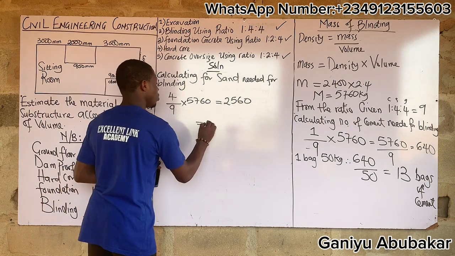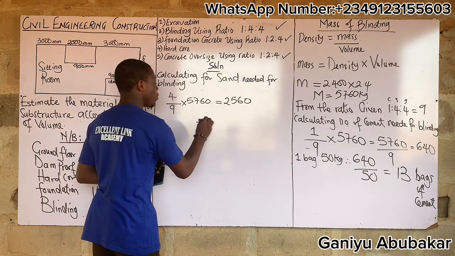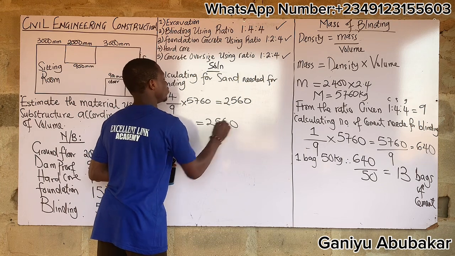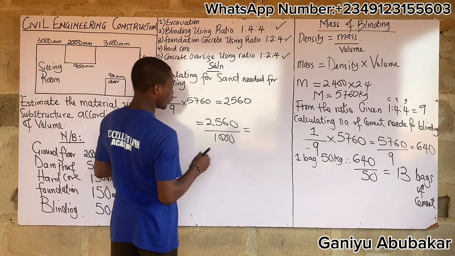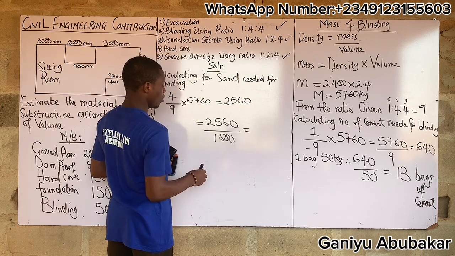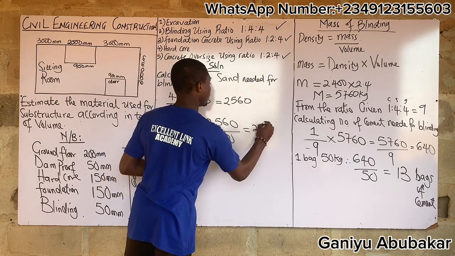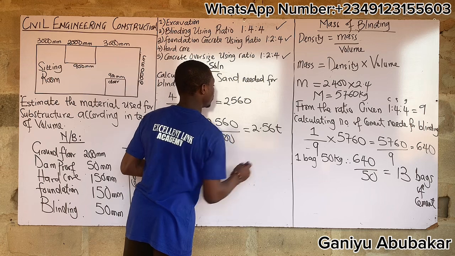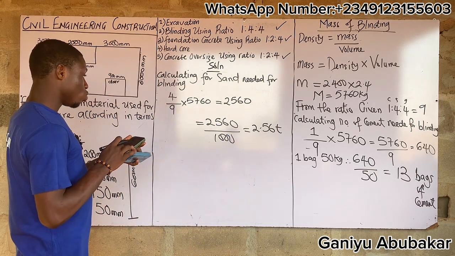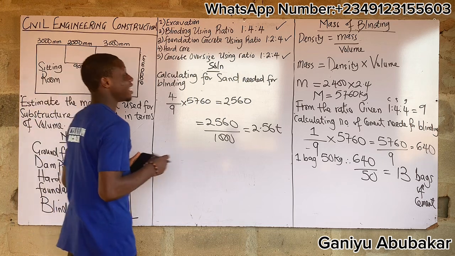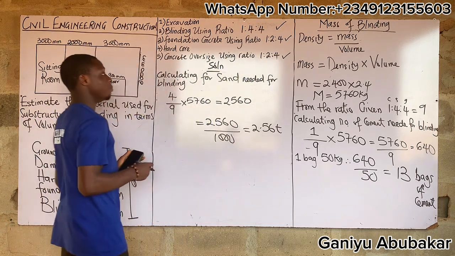Basically, we said sand is in terms of tons, right? So I'll divide this answer by 1000. So that becomes 2560 over 1000. This should give around 2.56 tons. So I need 2.56 tons of sand per se for the blinding.